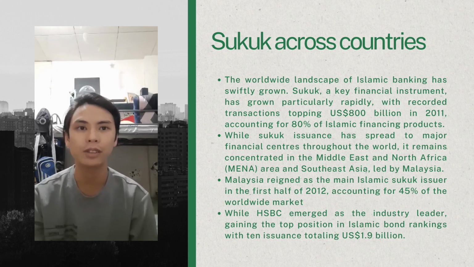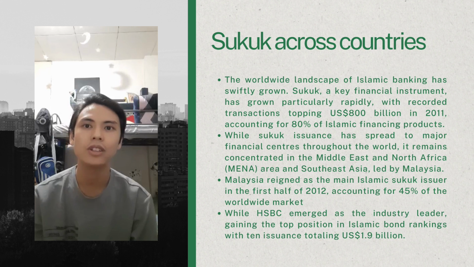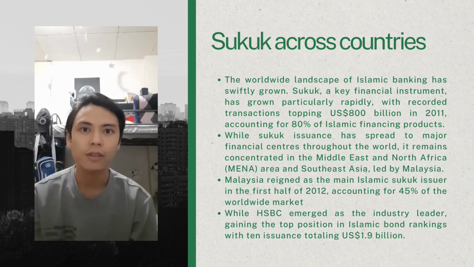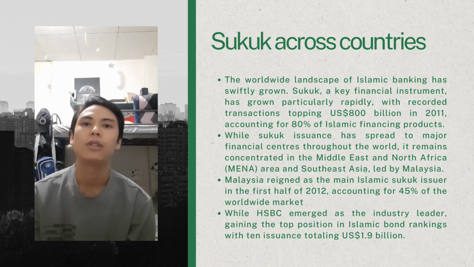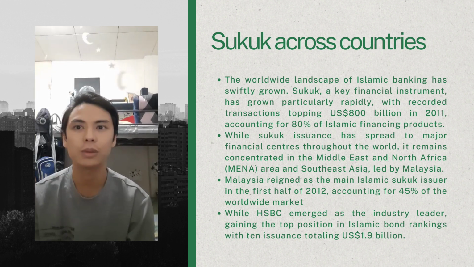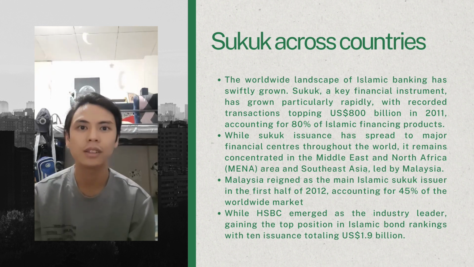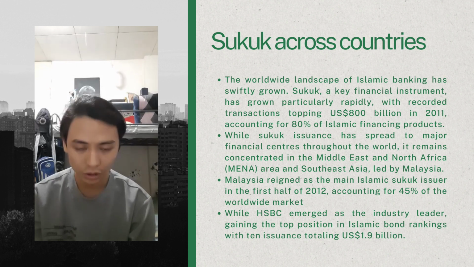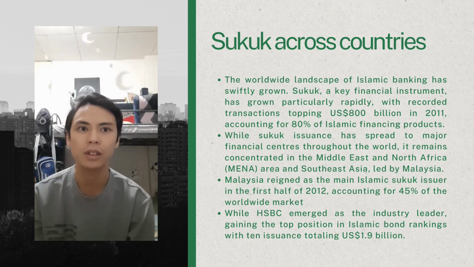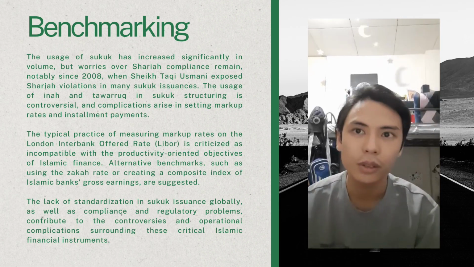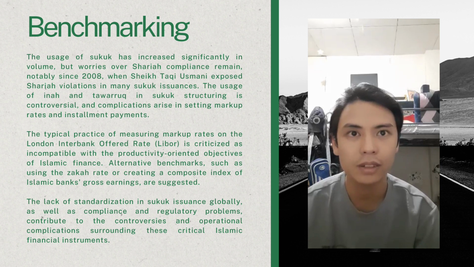In the first half of 2012, Malaysia dominated as the top Islamic issuer of Sukuk, capturing 45% of the global market, while HSBC emerged as an industry leader, securing top position in Islamic bond rankings with 10 issuances worth $1.9 billion. However, the Middle East saw a sharp decline in Sukuk issuance in the second quarter of 2012, falling to $6 billion, one-third of the previous quarter's $16.9 billion.